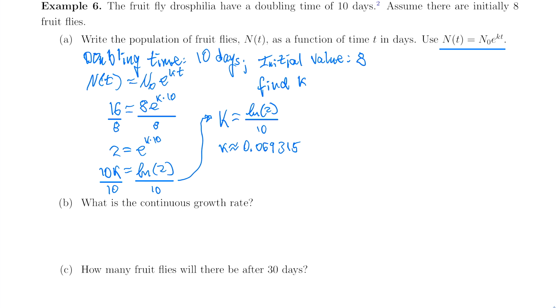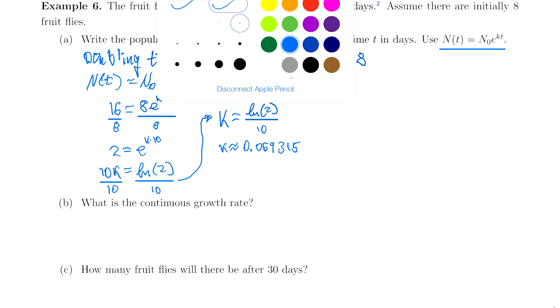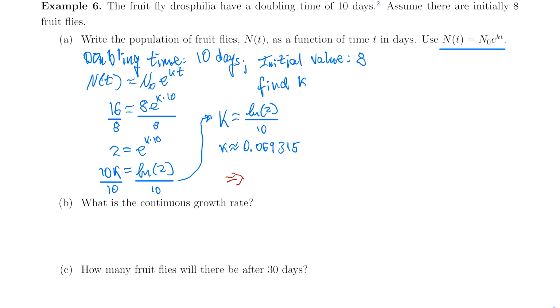So at the end, let's write our actual function, because now we have our little k and we have our initial value already. So we can from here then write our function N of t to be 8 for our initial value times e to the power of k, which we now know is 0.069315 t. So that's now our variable t. So we can find the population for any time. So let's see what else we can do with that.